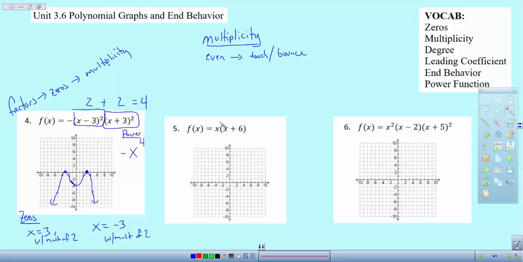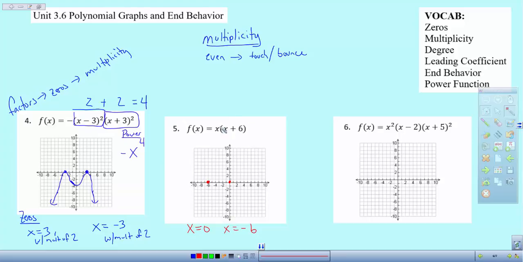Moving on to the next guy. To be able to kind of start this off, we go with our zeros again. So that would be x equals 0 and x equals negative 6. So I take the x right here, set it equal to 0. I take the x plus 6, set it equal to 0. I get negative 6. That means this graph is going to cross at 0 and negative 6.